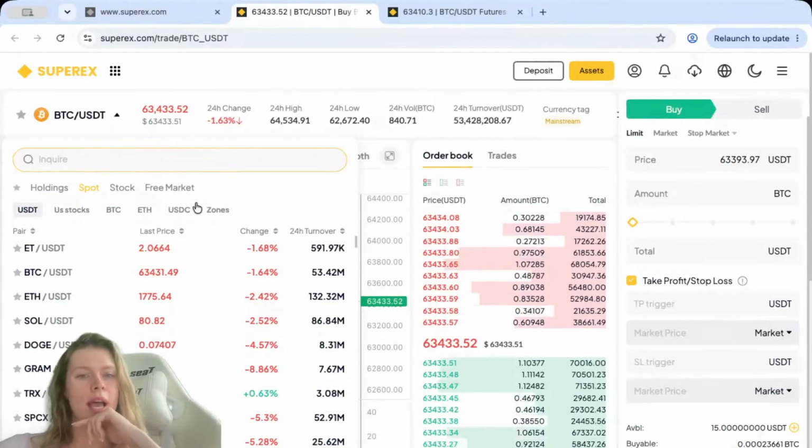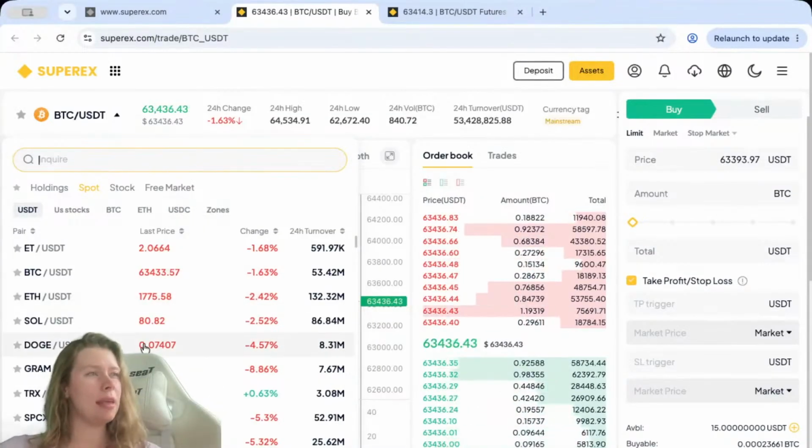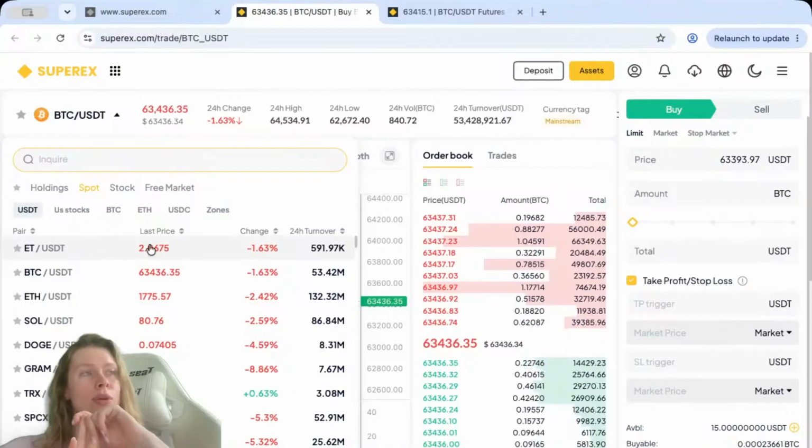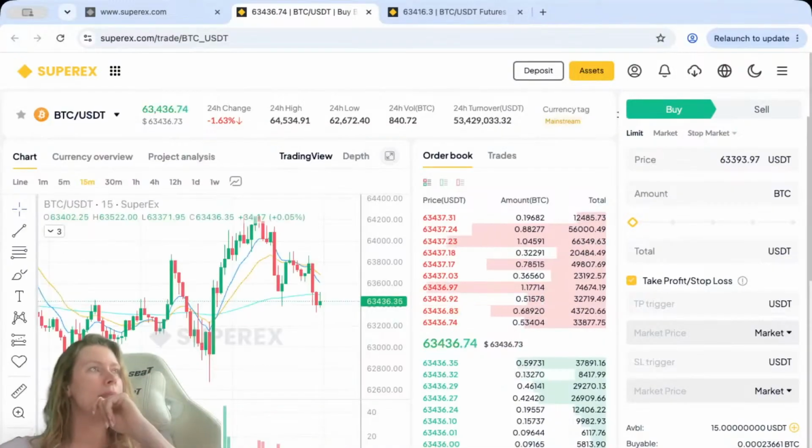Gives you nice options. You can honestly click on any pairing you'd like, but today I'm going to stick to Bitcoin and USDT because that's what I've planned for us today.